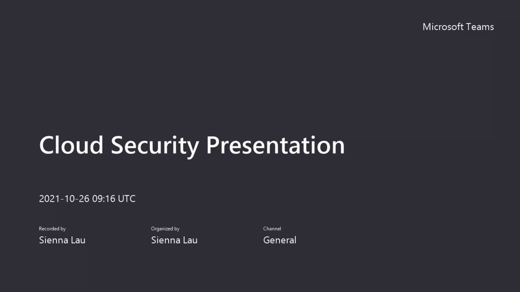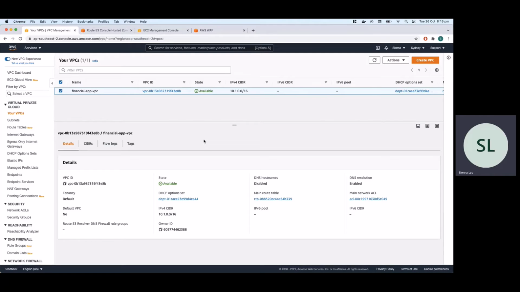The part that I'm going to present today is the configurations related to the networking component. There are 4 AWS services in total that are in this component, which are Amazon VPC, Amazon ELB, AWS WAF, and Route 53.